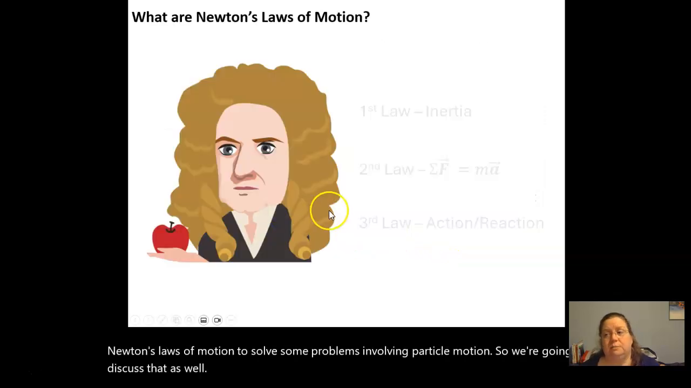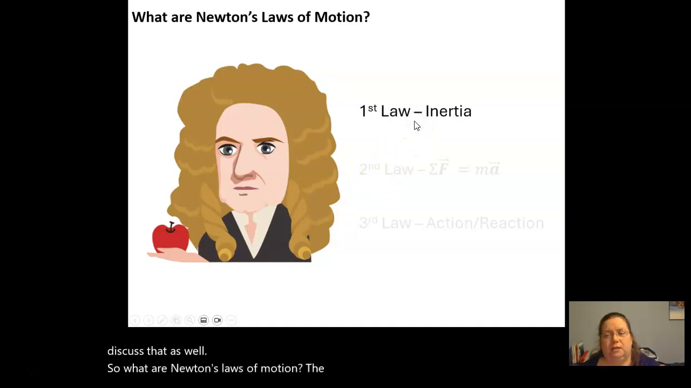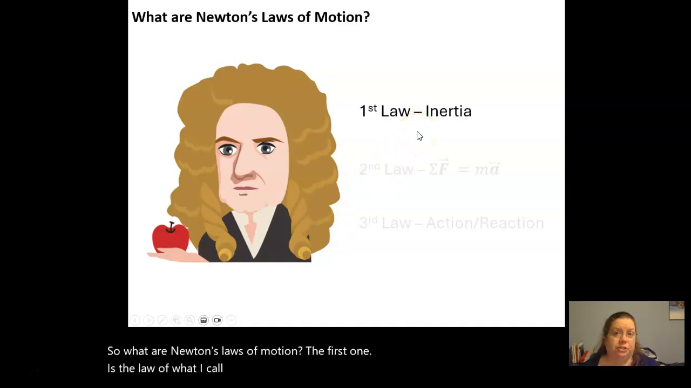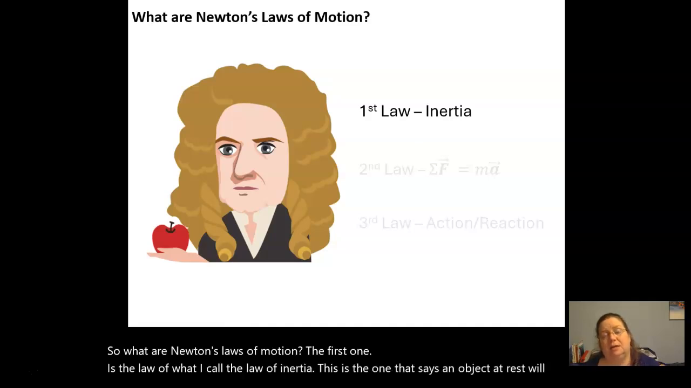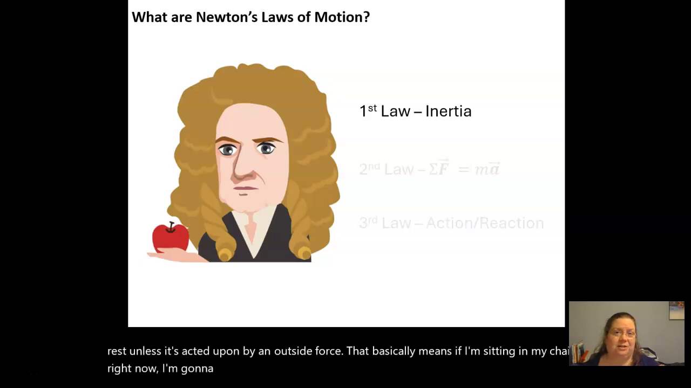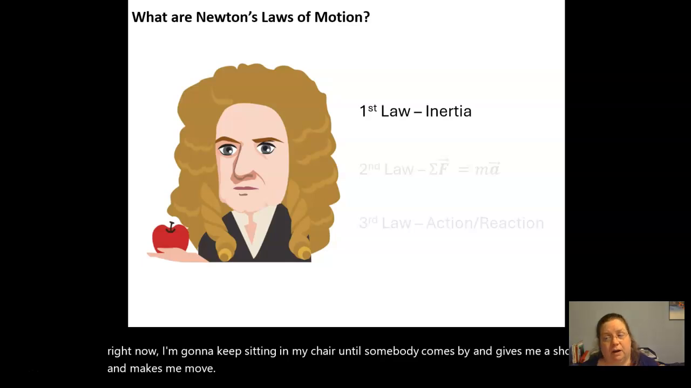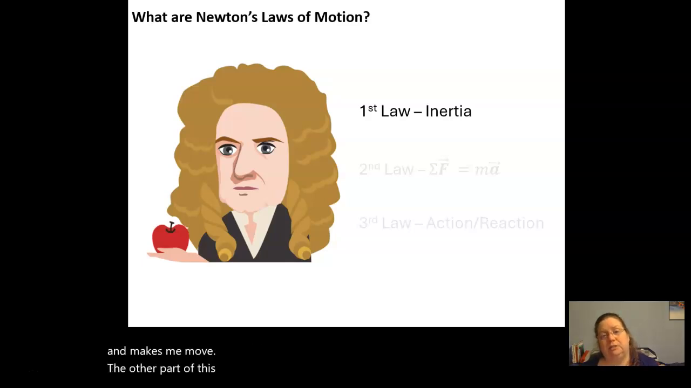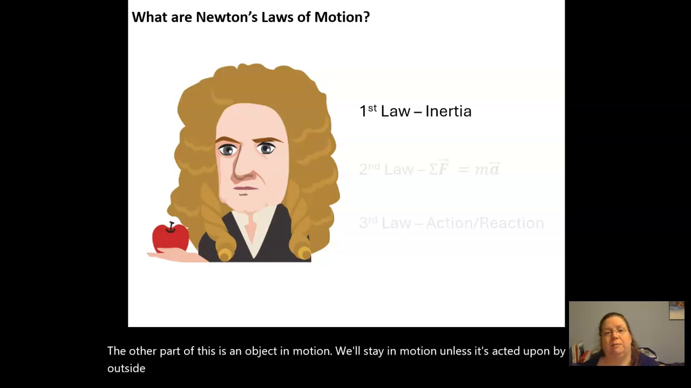So what are Newton's laws of motion? The first one is what I call the law of inertia. This is the one that says an object at rest will stay at rest unless it's acted upon by an outside force. So that basically means if I'm sitting in my chair right now, I'm going to keep sitting in my chair until somebody comes by and gives me a shove and makes me move. The other part of this is an object in motion will stay in motion unless it's acted upon by an outside force.